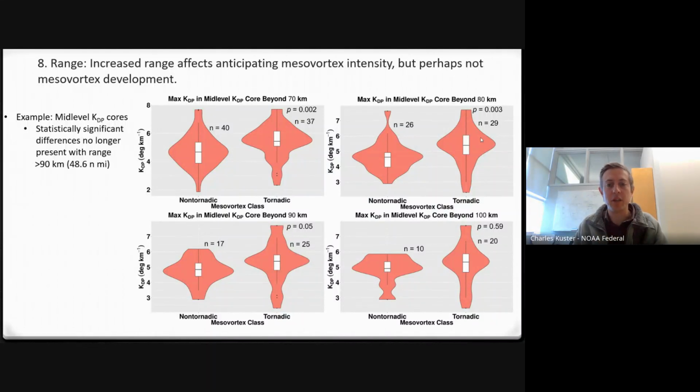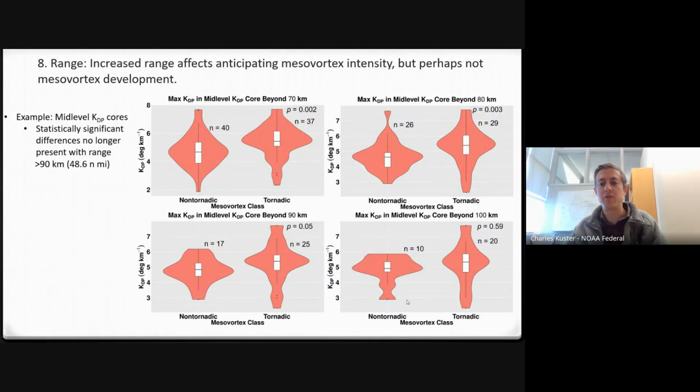This is an example showing mid-level KDP cores, where basically as you go further out in range, the differences in the distribution of KDP cores for tornadic and non-tornadic mesovortices decrease. You can see that in these p-values, where they're low, oh gosh, close to statistically significant, and then no more statistically significant differences here once we go beyond 100 kilometers. And you can visually see that in the violin plots as well, as the tornadic and non-tornadic tend to get closer and closer together as you go further out. So what does this mean?